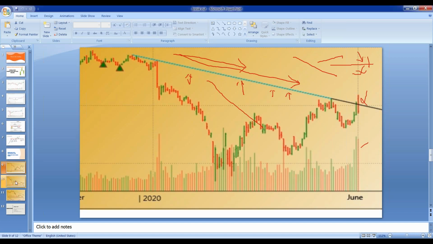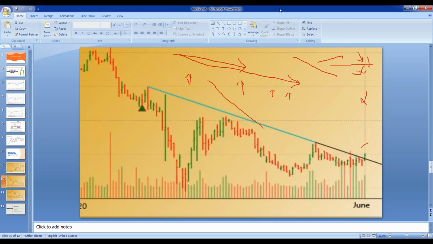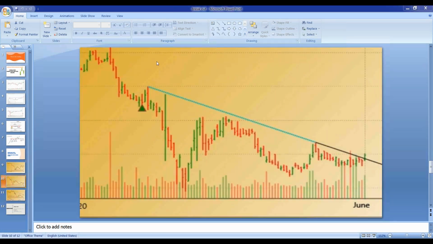Let me show you the second image. This is the second image. Now see what is happening. This is again a sloping trend line. अब breakout यहाँ हुआ, there is a breakout which has happened. Now see the problem with this breakout.